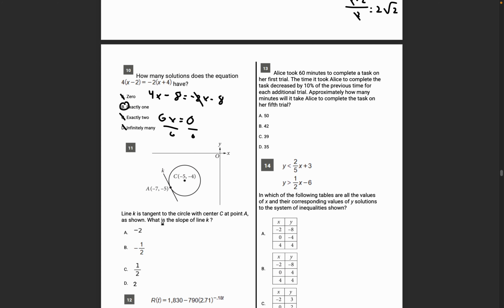Line K is tangent to the circle. What is the slope of line K? Okay, let's find the slope of this line. Got x1, y1, x2, y2. So let's do the slope. Negative 5 minus negative 4 over negative 7 minus negative 5. So add these up.